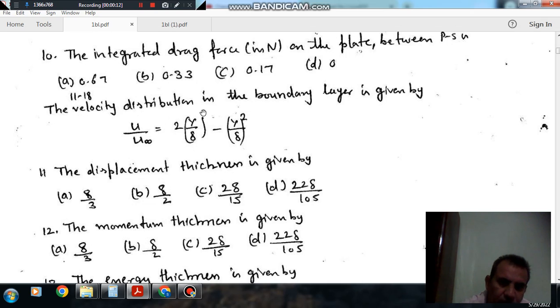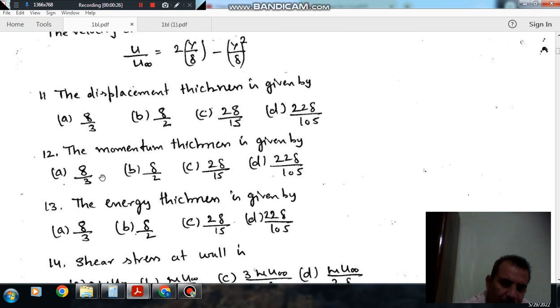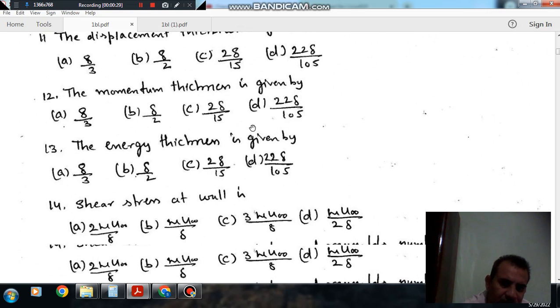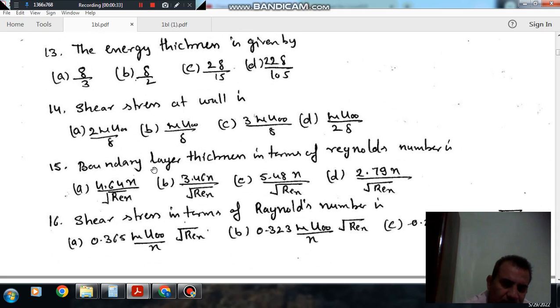The statement is: the velocity distribution in the boundary layer is given by u by u infinity is equal to 2y by delta minus y by delta square. Questions 11 to 18 are: the displacement thickness is given by these options; momentum thickness is given by these options; energy thickness is given by these options; shear stress at wall is these options.